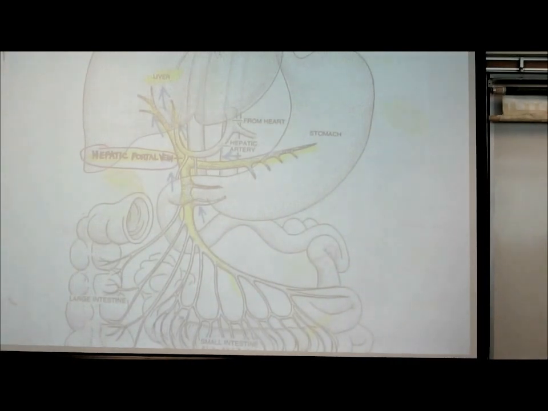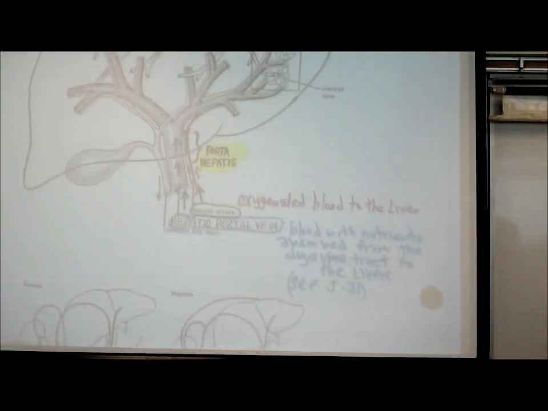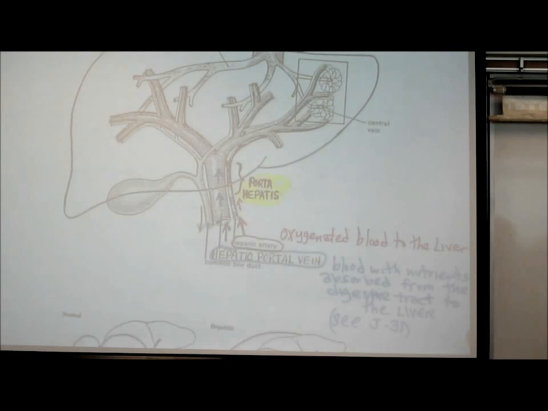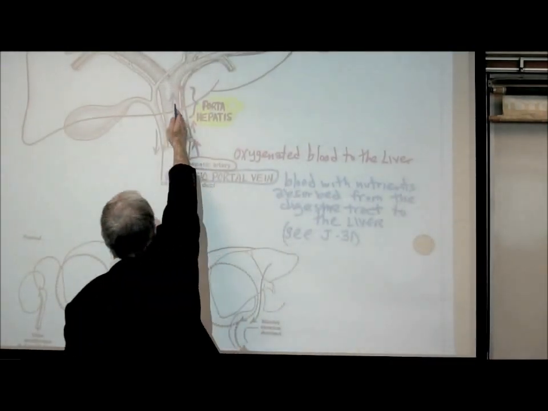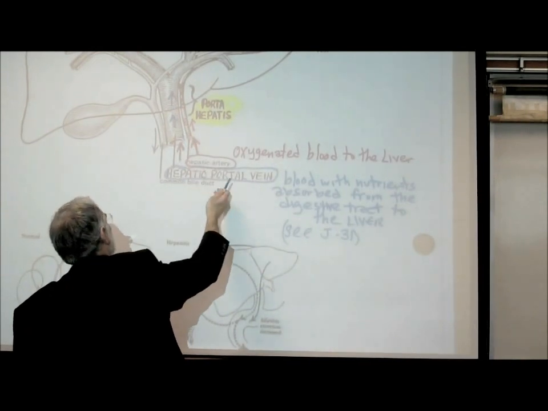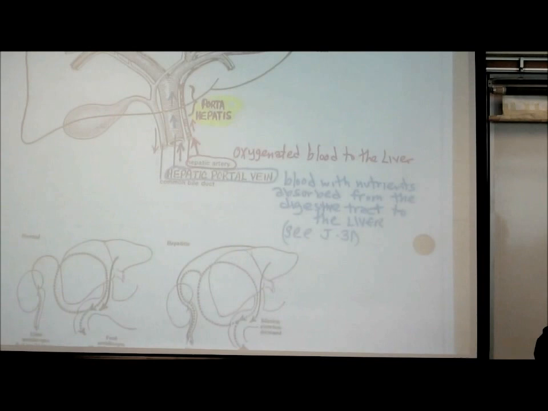Let's go back to the picture we were at. So here's the previous picture. This is J40. So far, we've got a hepatic artery bringing oxygenated blood to the liver, hepatic portal vein bringing blood high in nutrients from the digestive tract to the liver, and one third tube. The third tube is the bile duct.